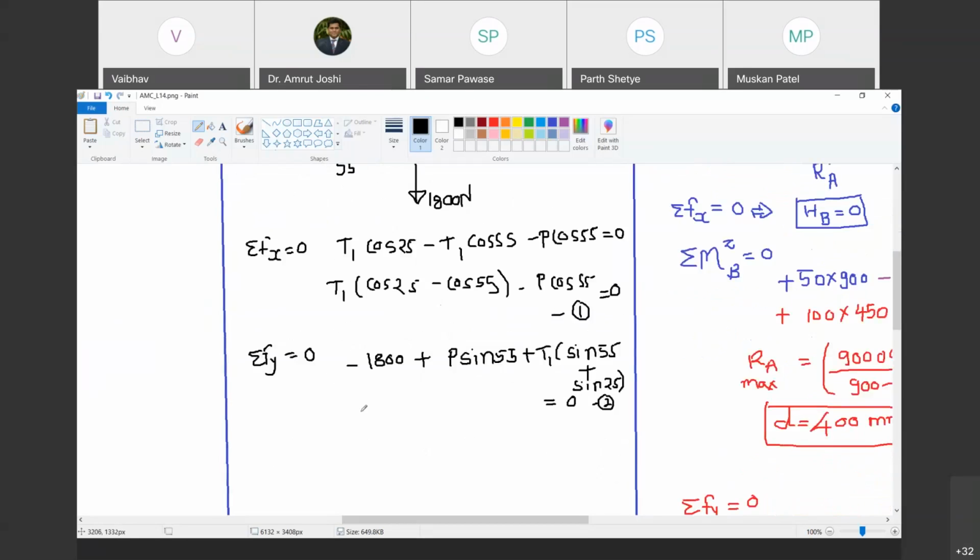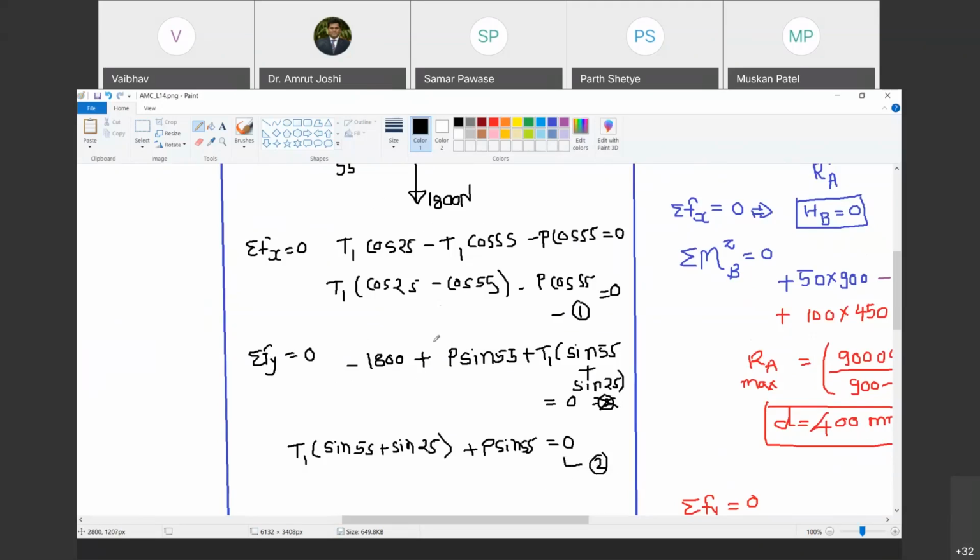If I simplify this, I get T1 common into the bracket, sin 55 plus sin 25, plus P sin 55 equal to 0. This is equation number 2, not the earlier one. Now solve equation number 1 and 2 quickly.